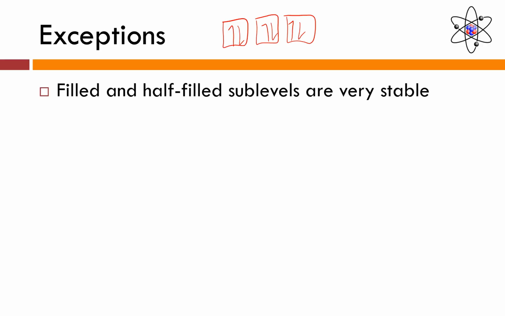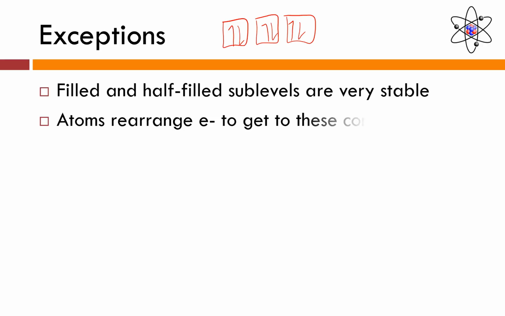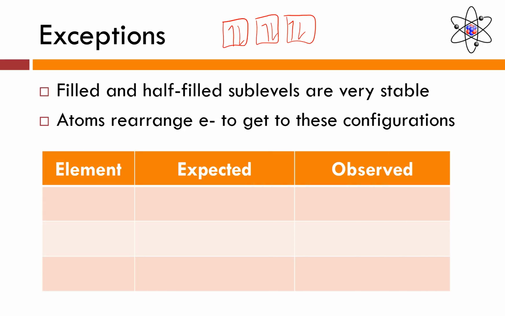Some atoms can achieve this by reacting. Other atoms can rearrange their electrons to reach these configurations. In reality, there are a number of places in the periodic table where we see this shuffling of electrons for increased stability. I don't want to go through all of those exceptions. I really want to focus in on 2 main parts of the periodic table. So let's talk about that now.